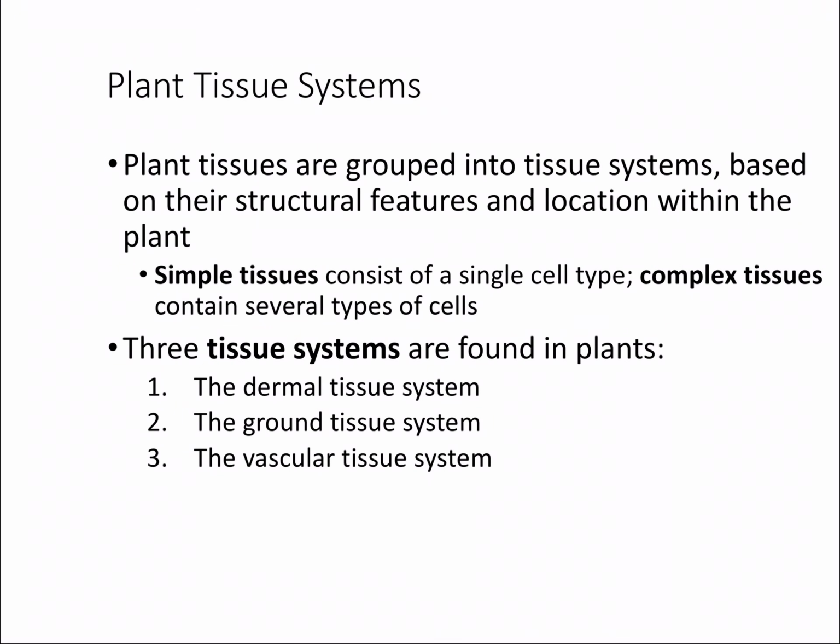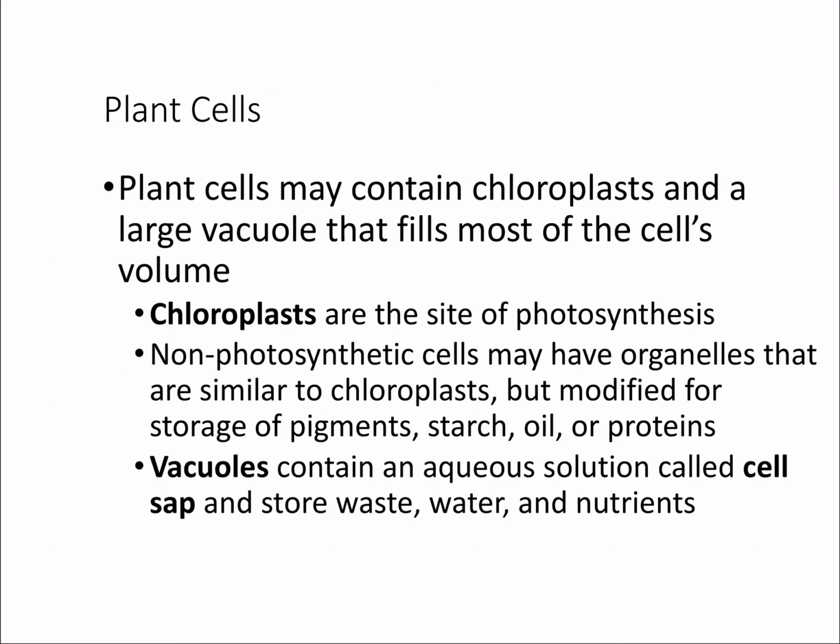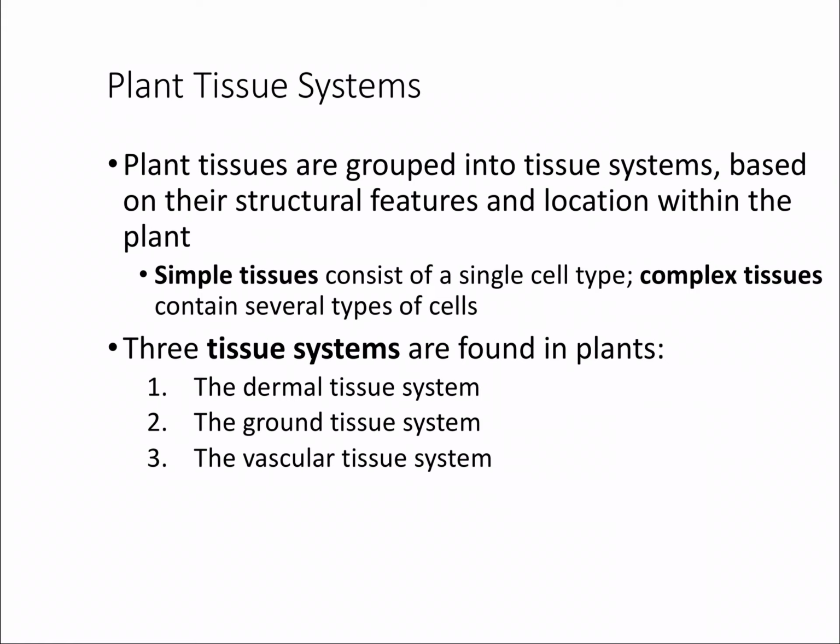Okay, so we are continuing with chapter 34. We discussed in the last lecture the introduction to plant form and function. We were talking about plant cells and the generalized structure of a plant cell. Now we're going to get a little bit more specific into what happens when those groups of cells work together.